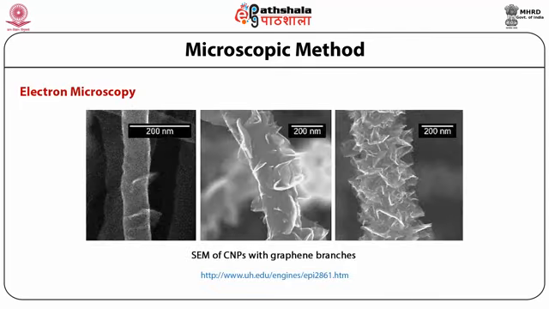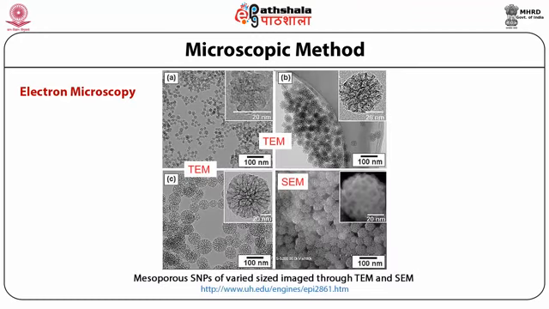So this is a microscopic image of carbon nanoparticles with graphene branches. This is the clarity or the resolution of the electron microscope, which is exploited for analysis of various nanoparticles. This is another image of mesoporous silica nanoparticles of varied sizes through TEM and SEM. The nanoparticles are very clearly visible, and their shape and size are very clearly visible through the microscopic methods.